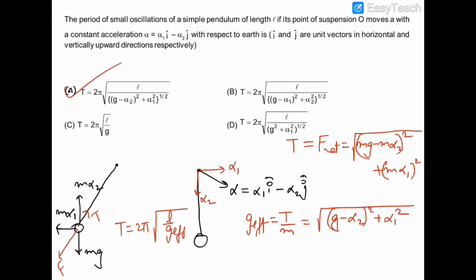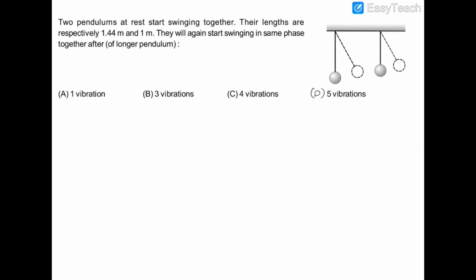Now let's move on to the next question. In this question, there are two pendulums of different lengths. They start swinging together from rest, and their lengths are equal to 1.44 meter and 1 meter. We have to find out after what time and after what number of vibrations they will start to swing in the same phase, or we can say that after the beginning of the oscillation, in how much time they will be in the same phase again.